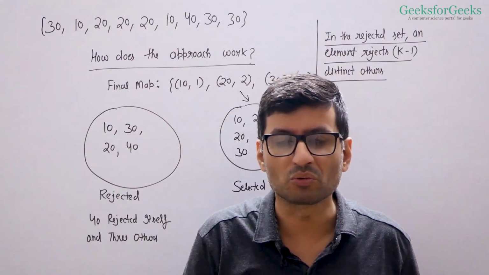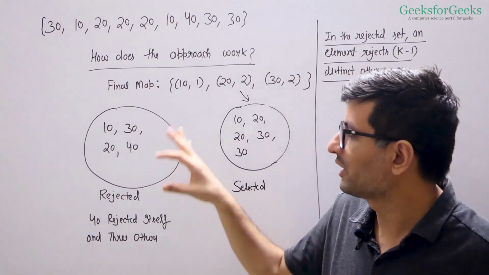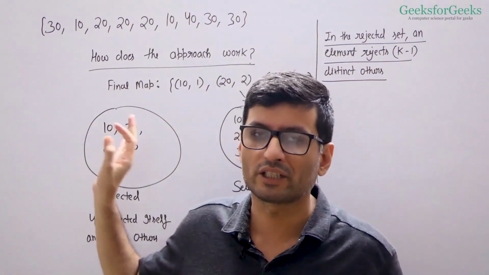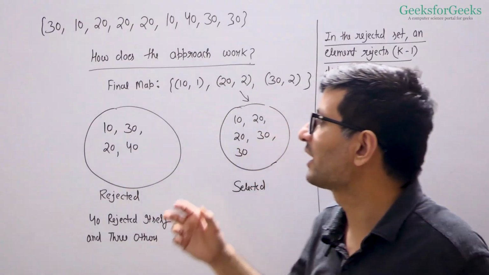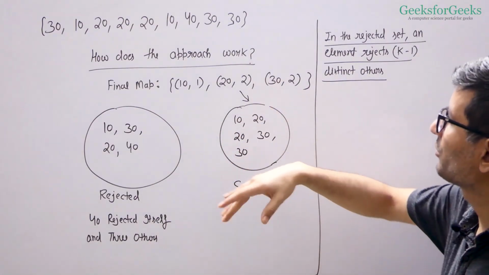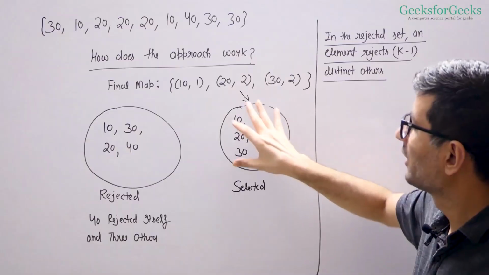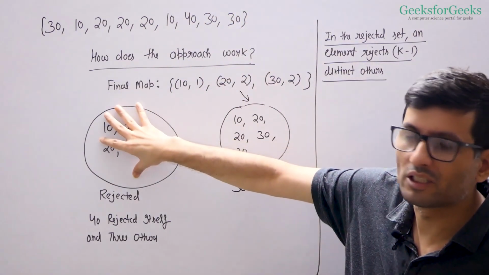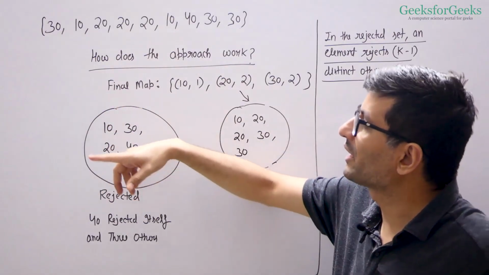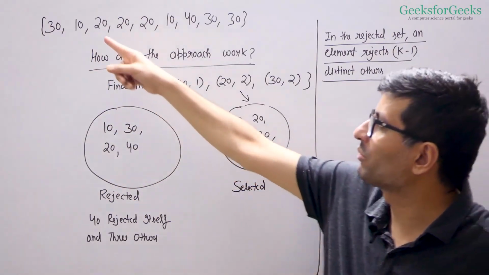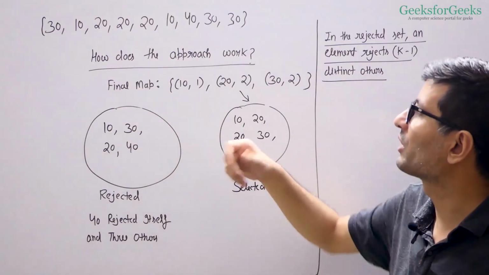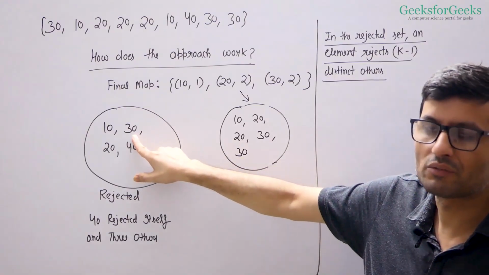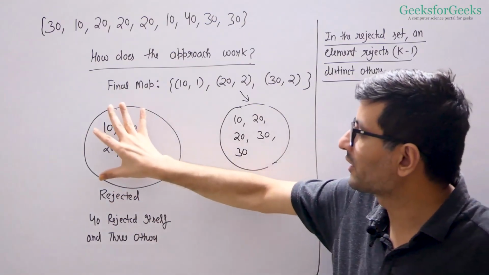And how is this claim true? We need to show that none of the rejected elements can have occurrences more than n by k. Rejected elements are all the other elements except these 5. I have picked these 5 elements from here, and this set of elements minus this set of elements is the rejected elements. So I just picked all the remaining elements. 1 occurrence of 10 is here, so I picked 1 occurrence this side. 2 occurrences of 20 are here, so I picked 1 occurrence of 20. 2 occurrences of 30 are here, so I picked 1 occurrence of 30 here and 1 occurrence of 40. These are the rejected elements.